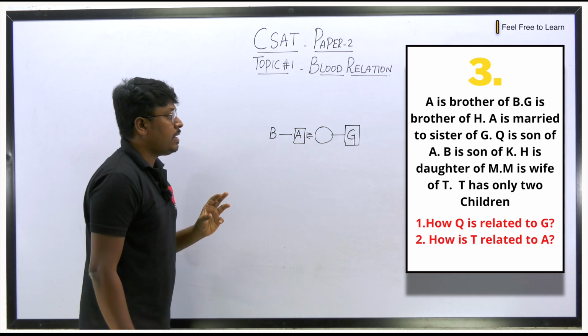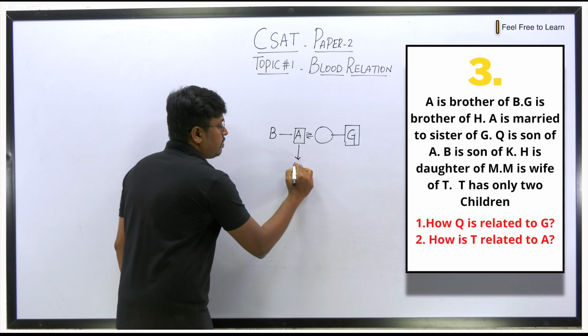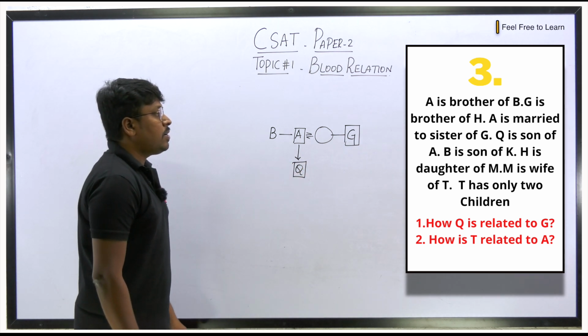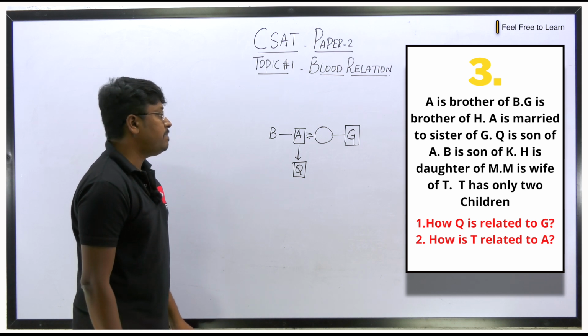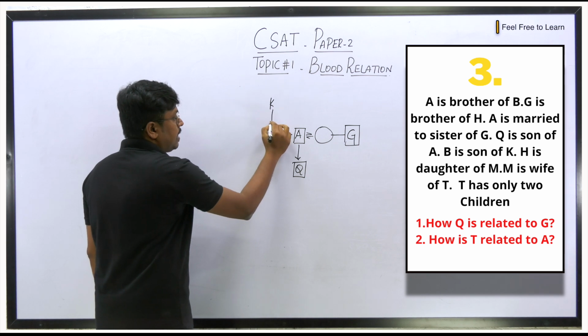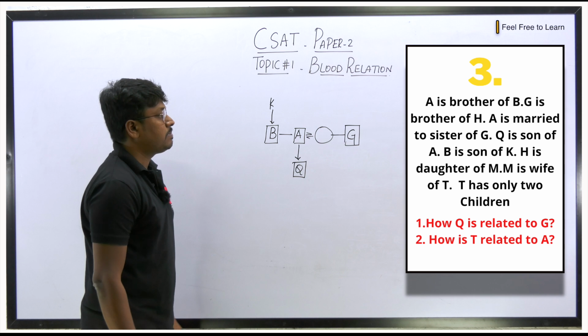Q is son of A. So A's son is Q. So A has a son, that is Q. Because Q is a son, Q is a male person. B is son of K. So K's son is B. So K is calling B a son. Because of son, we should represent it by a box.